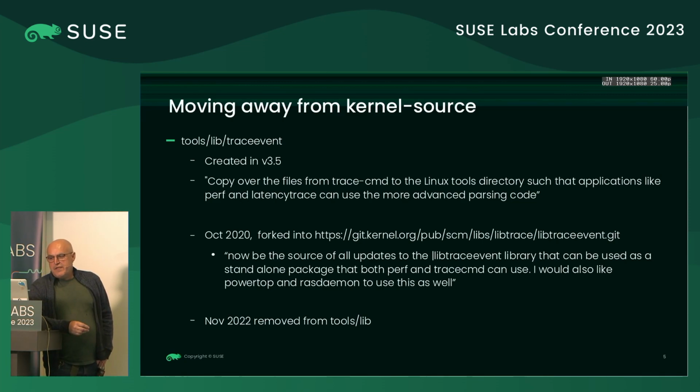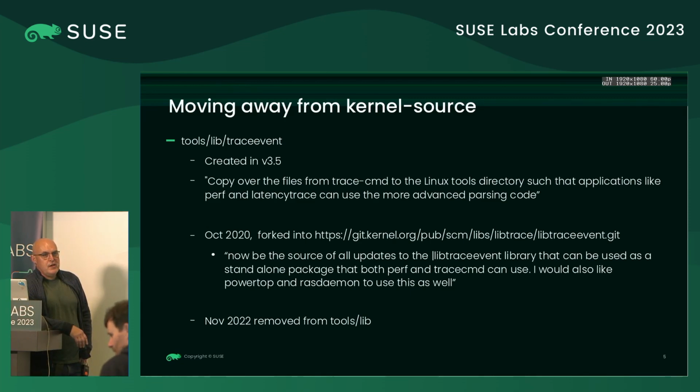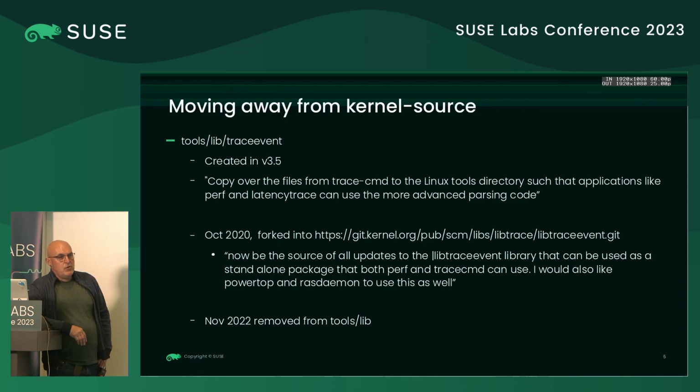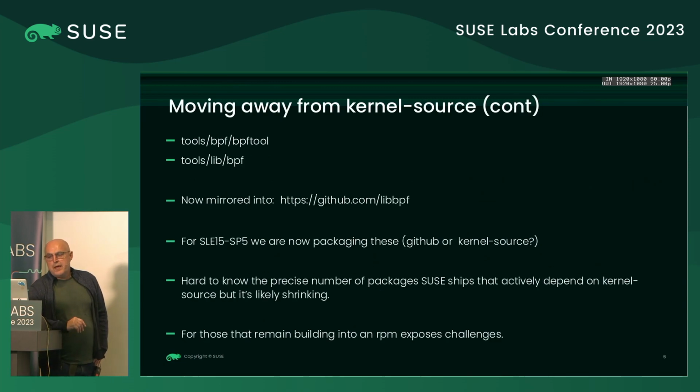So libtraceevent, which parses the ftrace events, and here's the original commit message. In 2020, that got forked into its own Git repository to make packaging easier. And libtraceevent.git now gets released as a versioned tarball as well, and that's what we package in SLE. And by November 2022, it had actually been removed from the kernel tree tools.